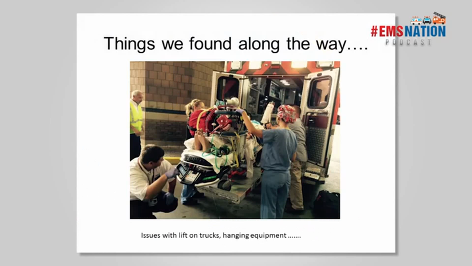We found some issues with lifts on the trucks. How well did the lifts work? The first crew that we did a simulation with thought they could just lift the patient without the lift. It's like, no, there is so much stuff on this patient. Safety issue, you will use a lift.